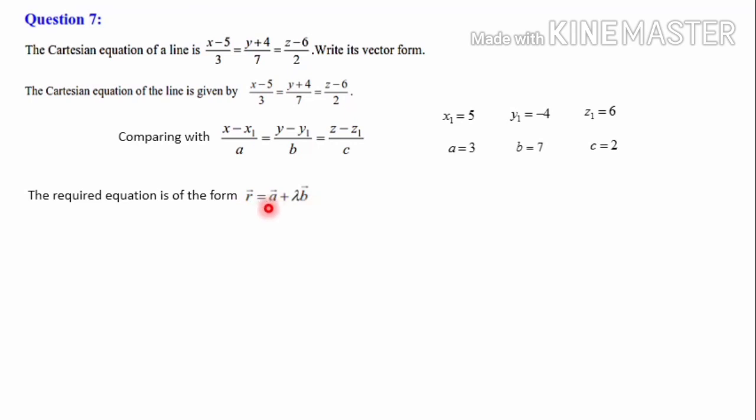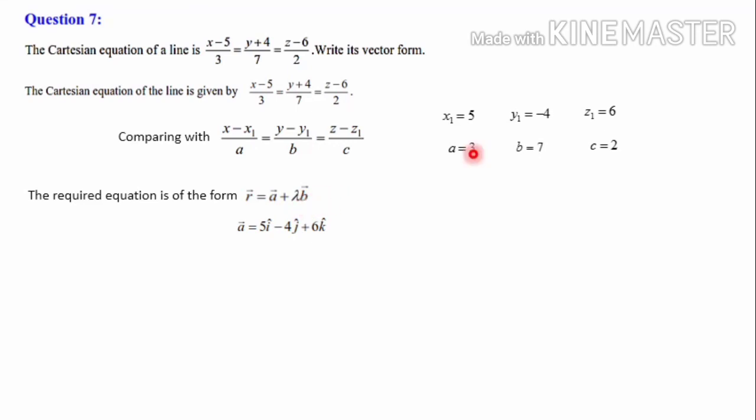Vector a we can form, that is the position vector of the given point, the passing through point. So the passing through point is 5, minus 4, 6. So vector a we can write as 5i minus 4j plus 6k. Then b is the parallel vector.